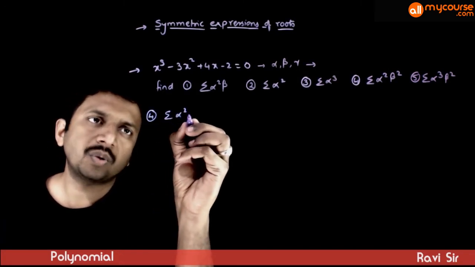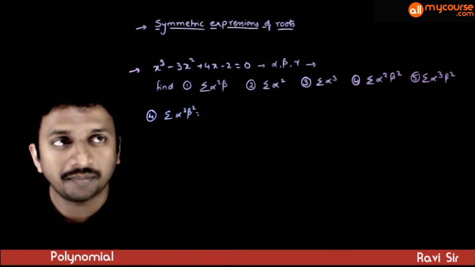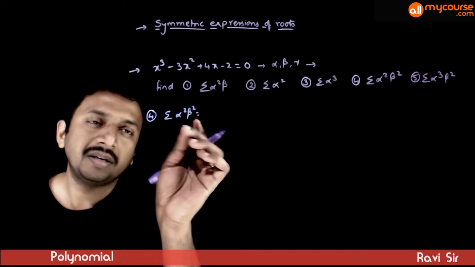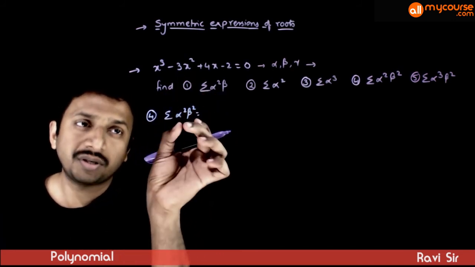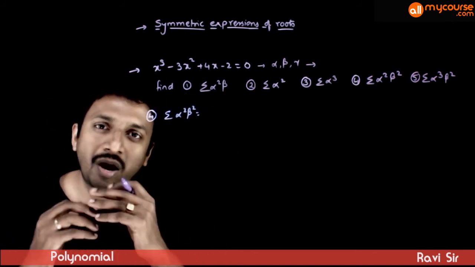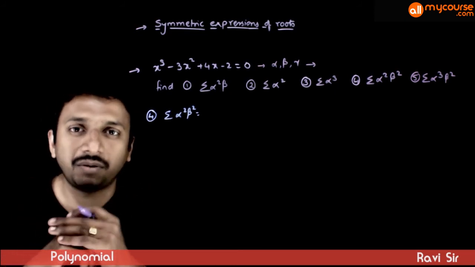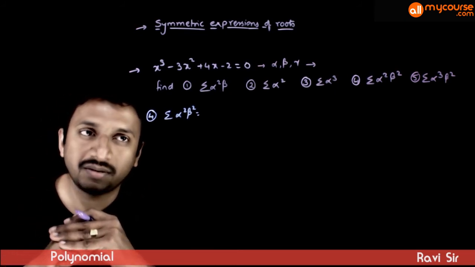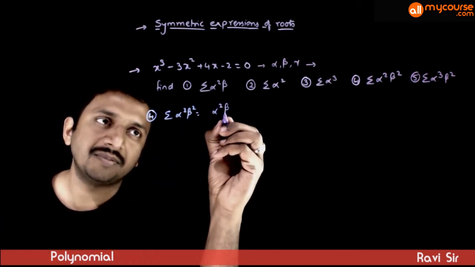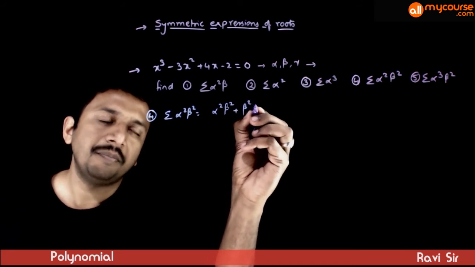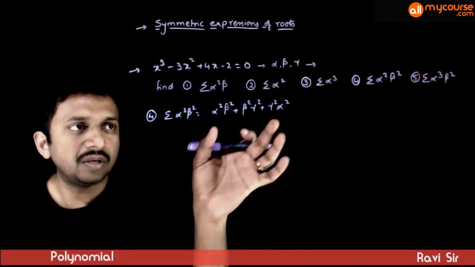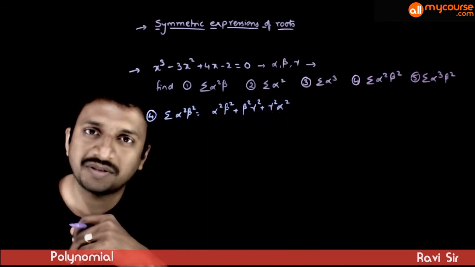Sigma alpha square beta square is nothing but, out of these 3 roots, you are selecting 2 roots for square. So how many ways can you select 2 roots out of 3 roots? 3C2 ways. That is 3 ways. So this expansion contains three terms: alpha square beta square plus beta square gamma square plus gamma square alpha square. So you have three possible terms.